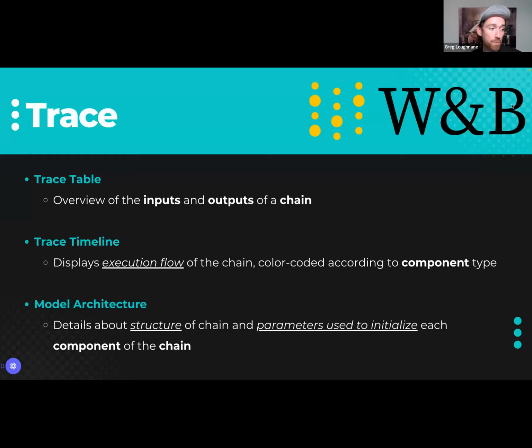And Trace is really made up of three parts: the trace table, the trace timeline, and the model architecture. The trace table just gives you an overview of the IO of a particular chain. Not that super interesting. The trace timeline has a nice color-coded display. So that's very nice. It displays the execution flow of the chain according to the different types of components in the chain. And then the model architecture is the structure and parameters used to initialize each component of the chain.